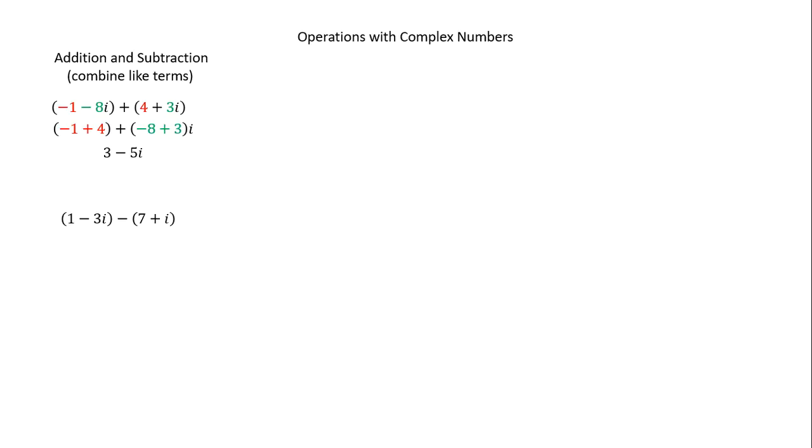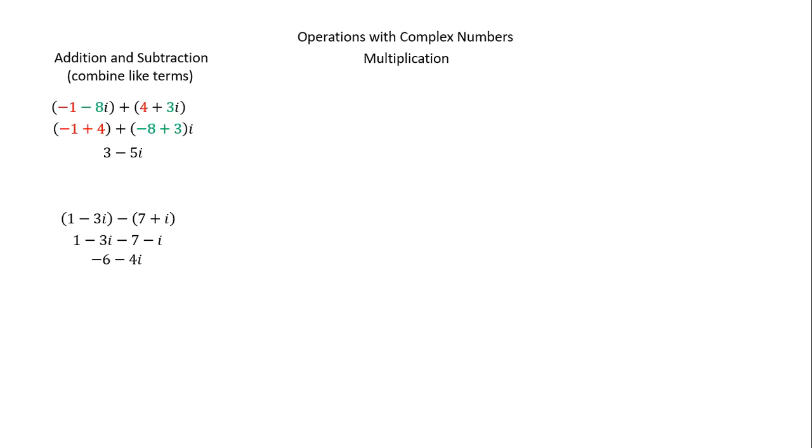Subtraction is going to be the same, with the difference that we have to make sure that we distribute that minus sign. This is going to be 1 minus 3i minus 7 minus i. Then combine our like terms. 1 minus 7 is -6. -3i minus i is -4i. So addition and subtraction, combine like terms. That should be one of the easier ones.